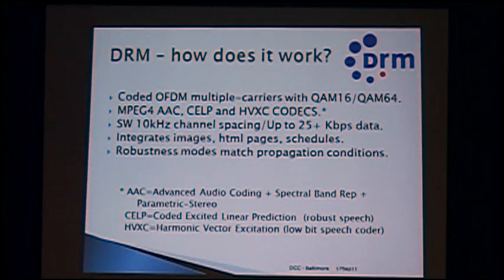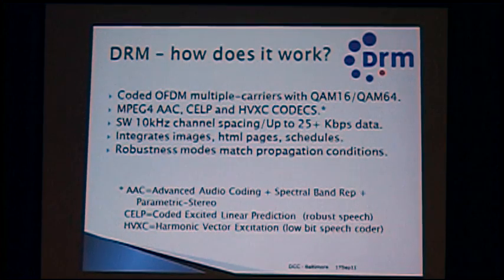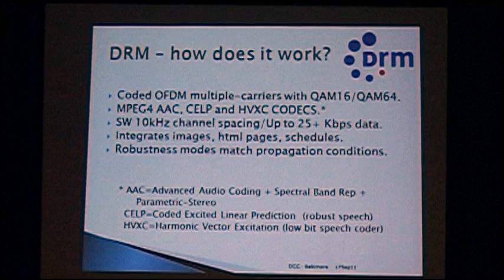So how does this work? It uses coded OFDM. OFDM was chosen because it's very robust in multipath and Doppler, and it uses quadrature amplitude modulation. It uses a variety of codecs. The AAC is primarily the one used. It's 10 kilohertz channel spacing, which fits real nicely in an AM station, although there is some 9 kilohertz and up to 20 kilohertz of it.